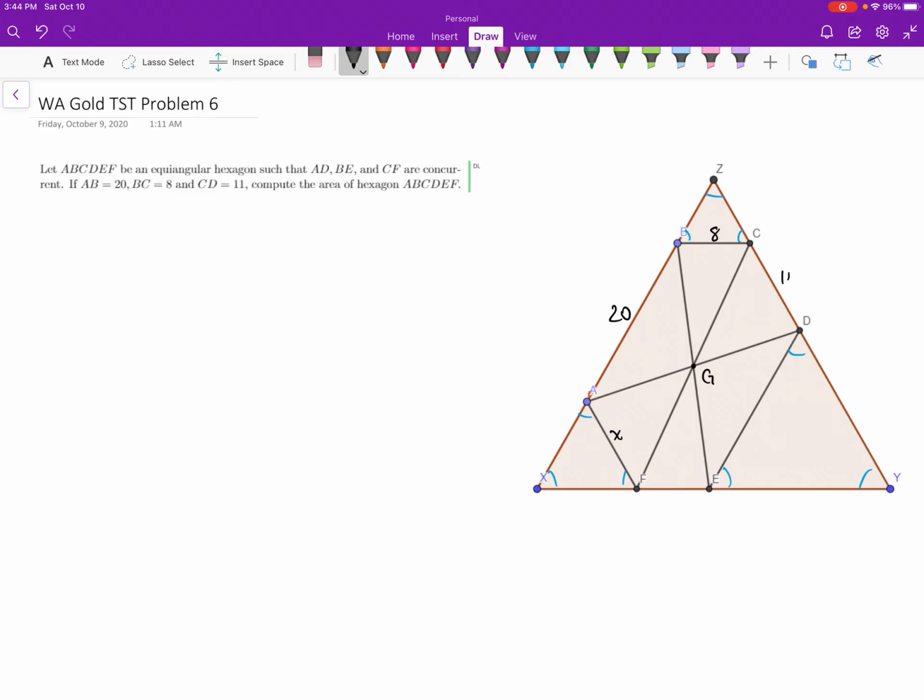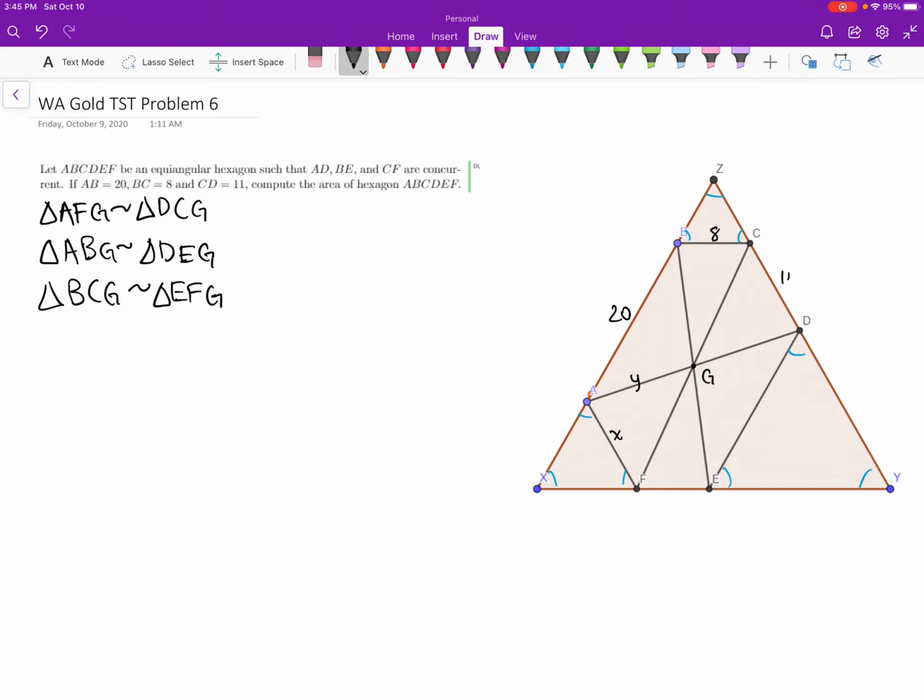Alright, so let's think about how we can solve this given three pairs of similar triangles. First, I'll write down the pairs of similar triangles. They're a result of the parallel lines, so by angle-angle similarity, you get that AFG is similar to DCG, ABG is similar to DEG, and BCG is similar to EFG. And so you can say, for instance, let the side length AG be some variable y times x.